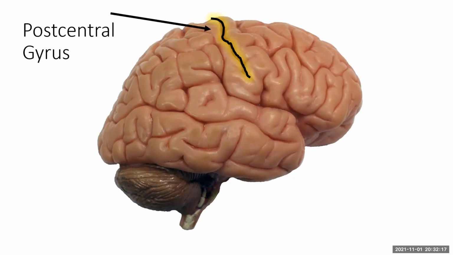Then behind our black line, behind our central sulcus, is our post-central gyrus. That's in the parietal lobe, and that is the somatosensory cortex. So conscious perception of senses winds up there. Post-central gyrus.